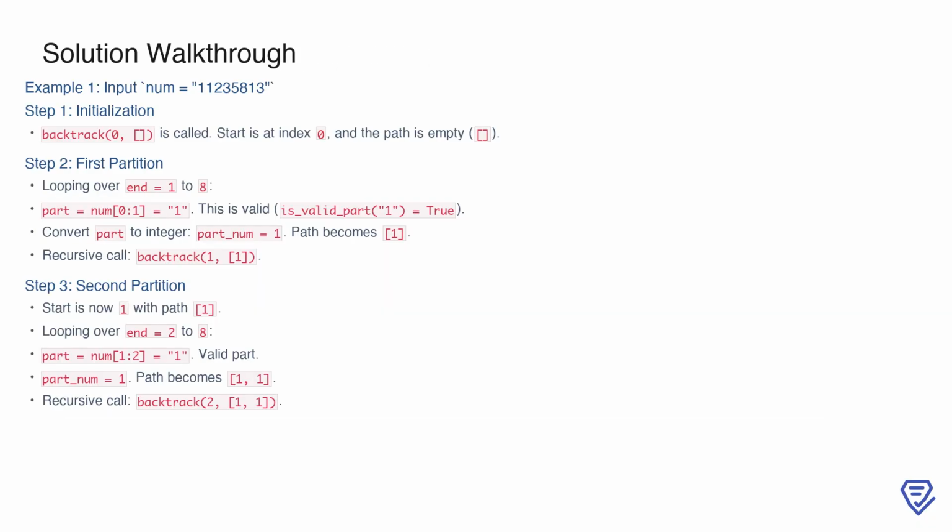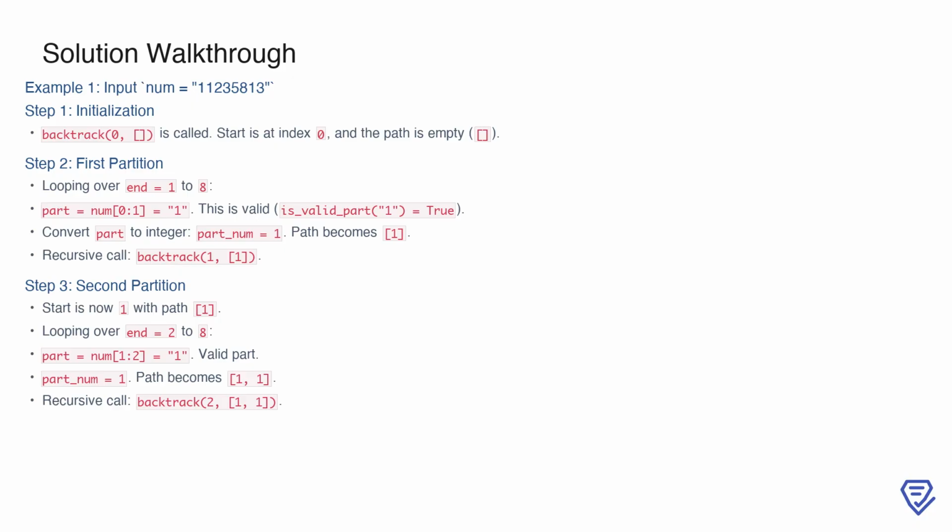Here we start with the input string number equals 11235813. The first step is initialization, where we call the backtrack function, passing in the starting index as 0 and an empty path list. This path will store the numbers as we build the Fibonacci sequence. Next, we begin looping over possible partitions of the string from int equals 1 to 8.